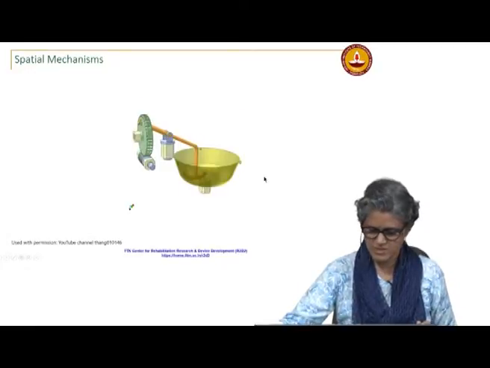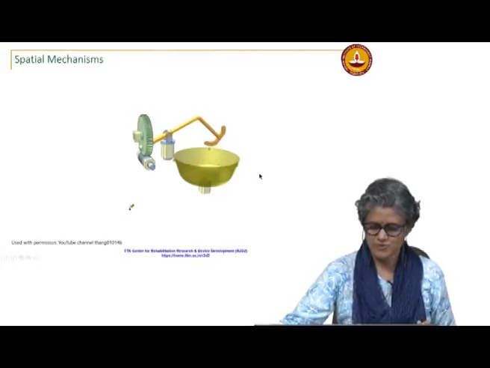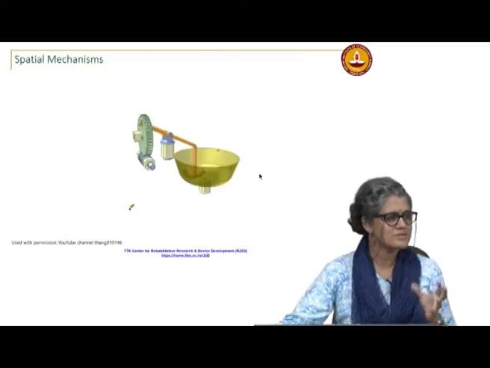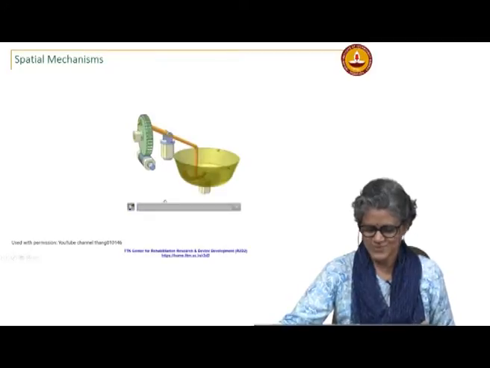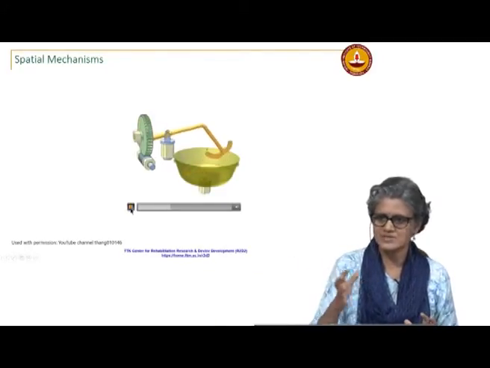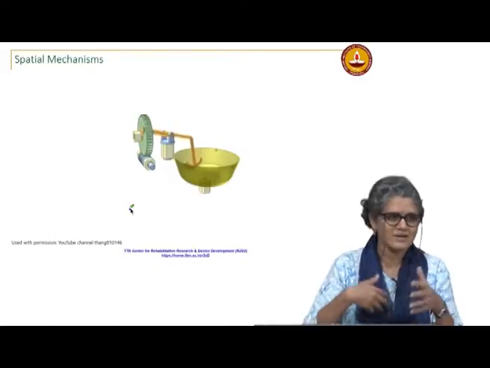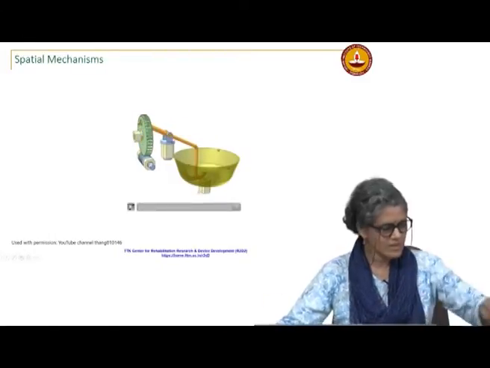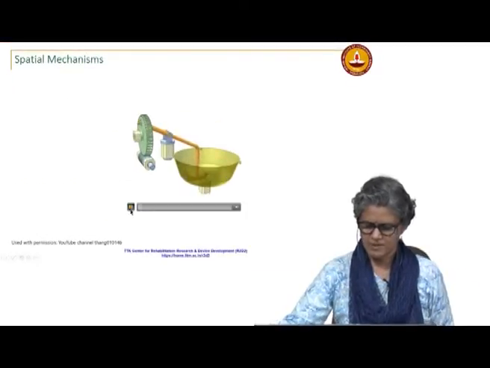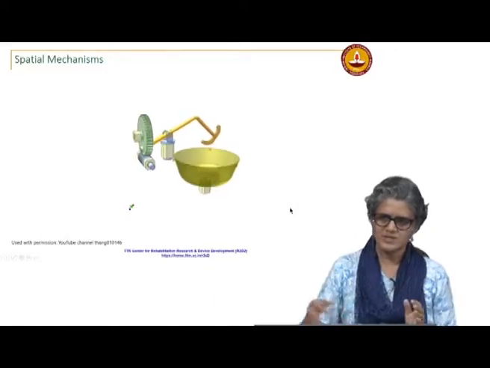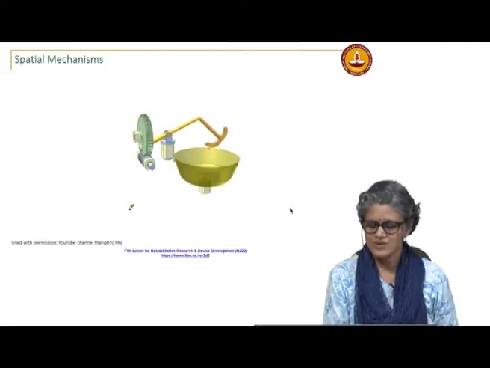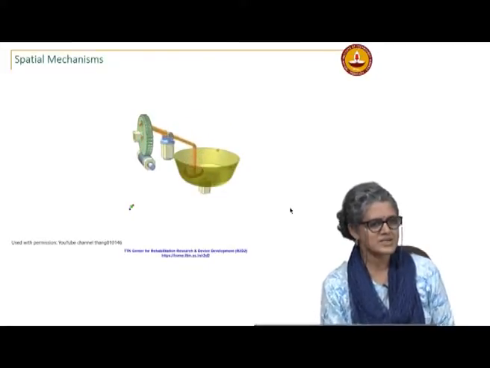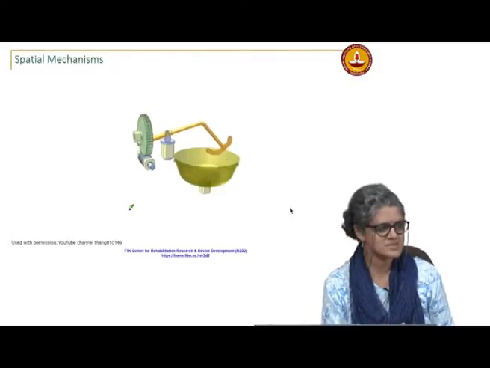And here's another example. This is a mechanism for, can you guess, making chapati dough. In big bakeries or things like that, they will have mechanisms that will do this. Let me just put it on repeat. It lifts it and does the kneading of the dough. So there are applications where spatial mechanisms are used.